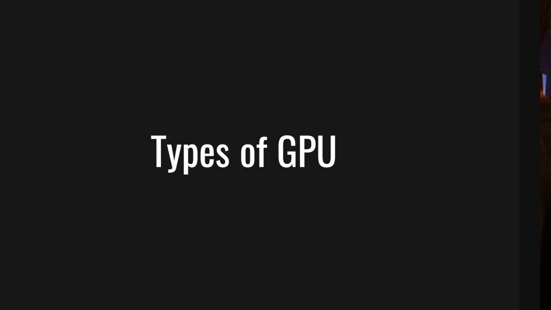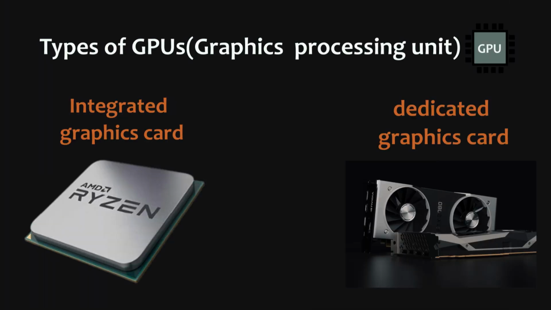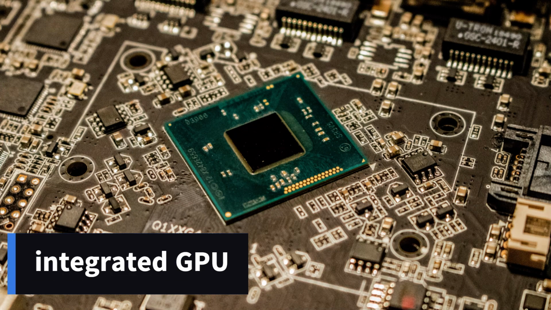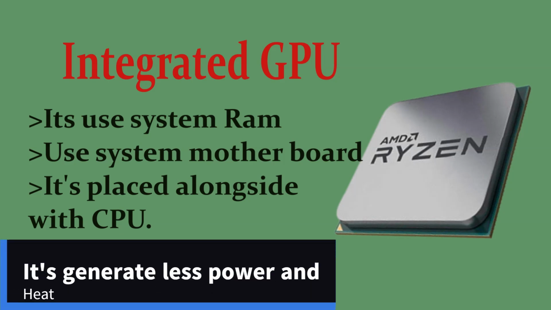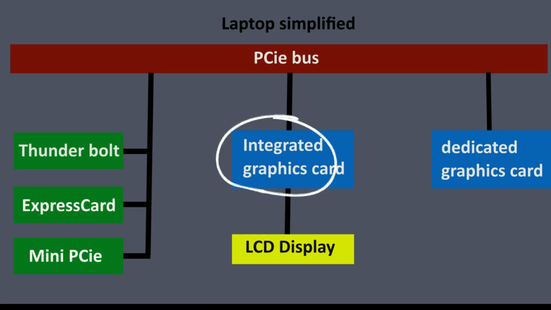Now, let us talk about the types of GPUs. GPUs can be divided into two types: integrated GPUs and dedicated GPUs. Integrated GPU: this kind of GPU is directly embedded alongside the CPU, on the main system motherboard. The hardware of this GPU uses system memory shared with the CPU instead of having its own memory bank. As it's built into the processor, it generates less power and heat. It can be seen in smaller form factor systems like laptops and Intel NUCs.